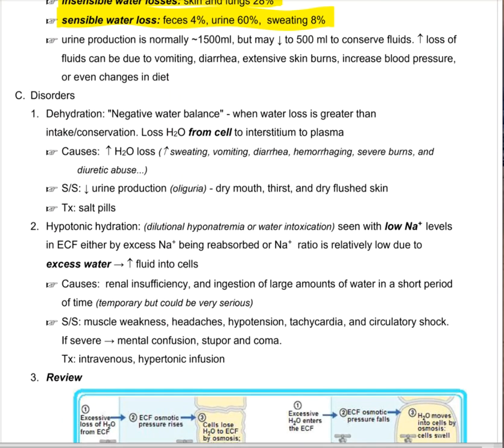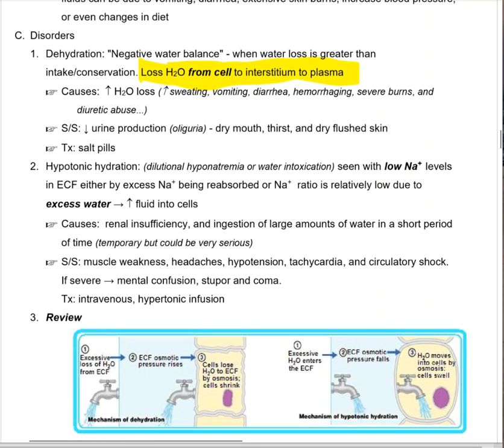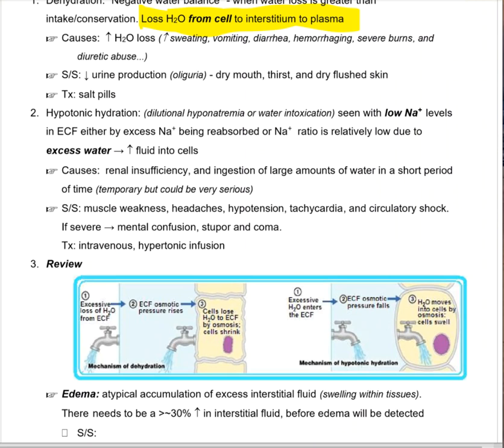What happens in this case is we lose water from the cell to the interstitium to the plasma, because we don't want our blood volume to go so low that we pass out. So if we start losing water, we need to move that water from our cells into the interstitium, and then water will move from the interstitium to the plasma, and that will keep our blood volume high. And that's what we're seeing down here in this picture of the mechanism of dehydration.